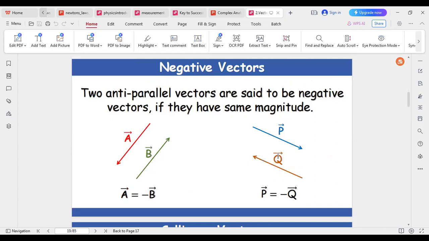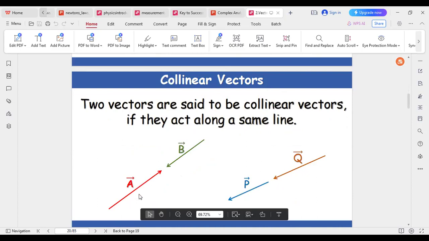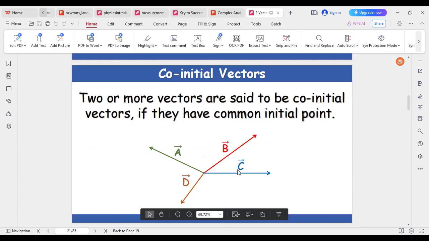Now, negative vectors. A vector can be expressed as another vector B with the negative. So A vector and B vector will be equal but opposite. Similarly, P and Q also. Now, collinear vectors: two vectors are said to be collinear vectors if they act along the same line. Okay, P and Q and F.